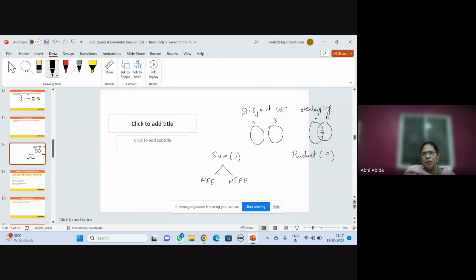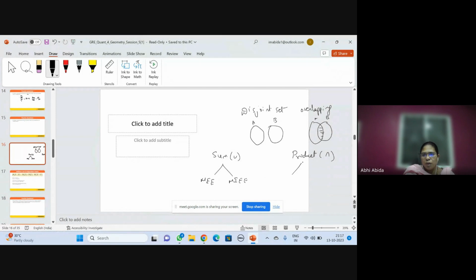I repeat once again, please make a note of it. Sum means union. So wherever we have union, we have two concepts to discuss here: mutually exclusive events and mutually inclusive events. Mutually exclusive events are the events which do not occur at the same time, and mutually inclusive events are the events which occur at the same time.